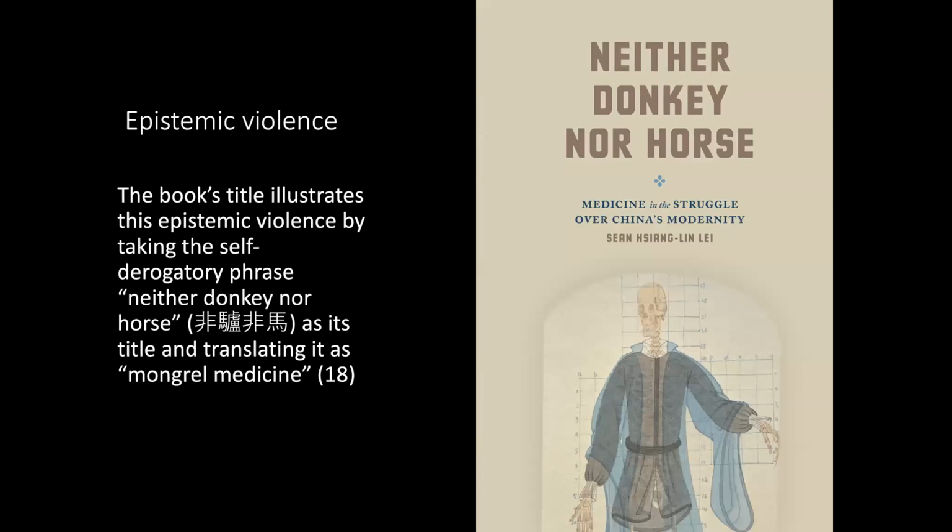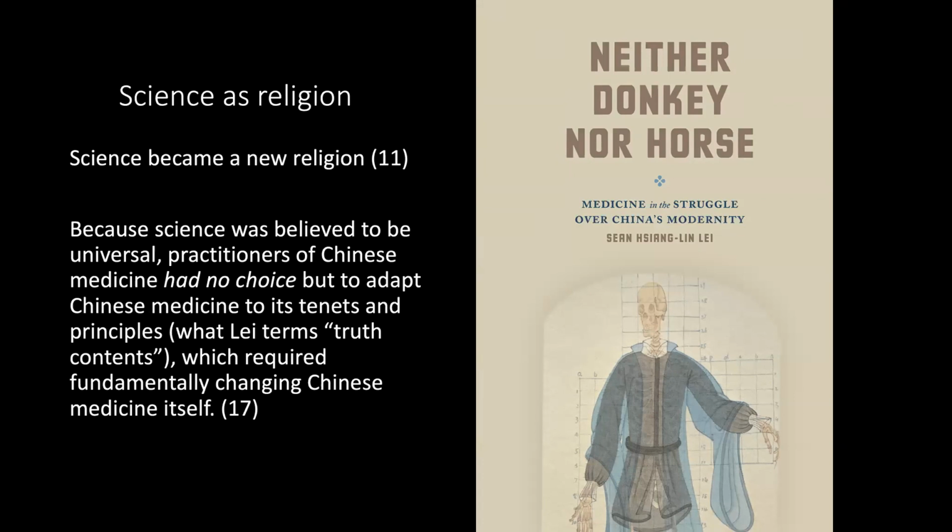Neither donkey nor horse, 非驴非马, is what critics of this process said. They said, you know, you're blending this, you're hybridizing Chinese medicine. Now it's not a donkey nor a horse. You're just making it some mongrel medicine that's, you know, sterile, useless kind of thing because it can't represent itself as either A or B. It's a blend. But of course, that's really what happens, because science was interpreted as a new religion.